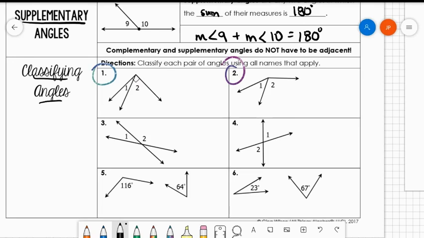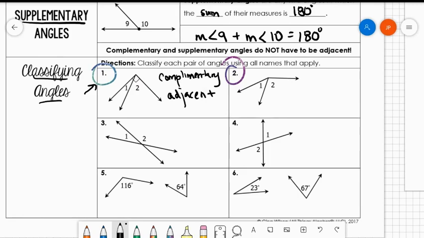What that means is, like in number 1, using the definitions above, that meets a couple of different types of angles. One of them that you should be able to see right away is that they're complementary, because it looks exactly like that picture up top. But something else that you want to say about them, they're also adjacent to each other.